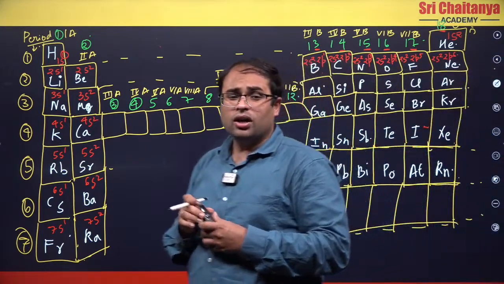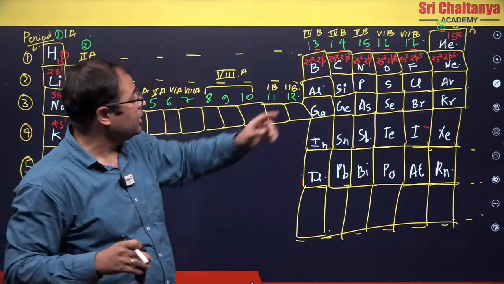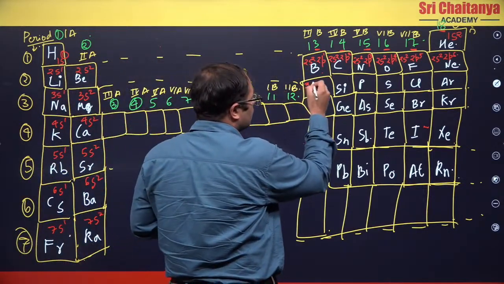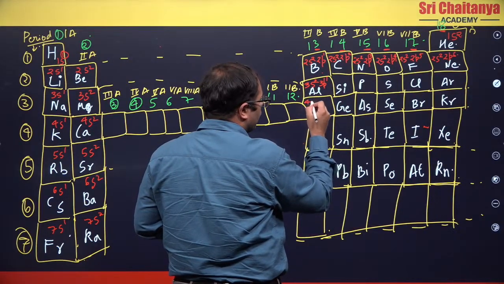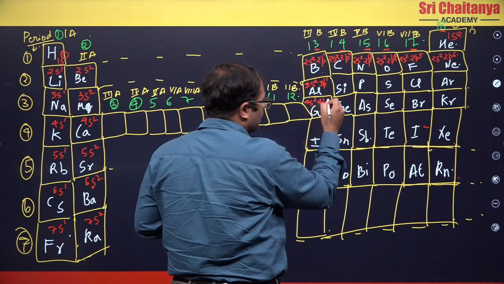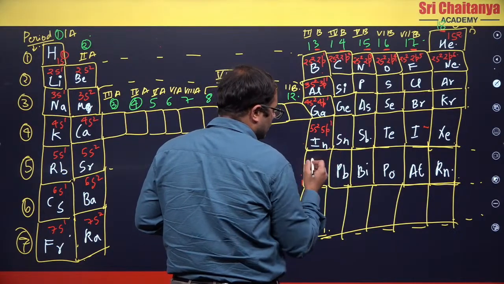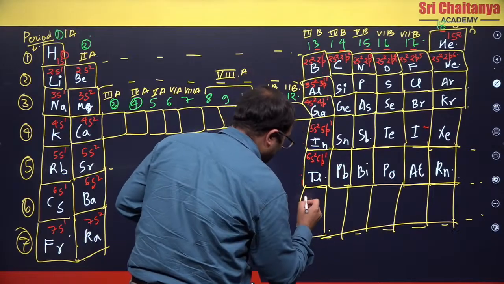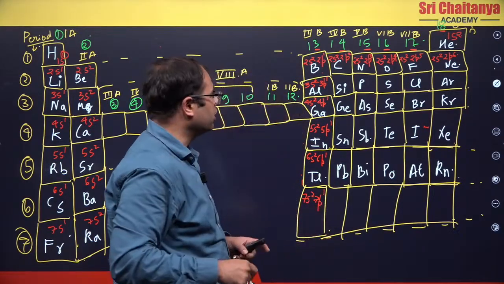Next, as homework, as you go down, what is going to happen? This 2 will keep on increasing. So this will be 3s2 3p1. This will be 4s2 4p1. This will be 5s2 5p1. This will be 6s2 6p1. And this, whatever it will be, 7s2 7p1. This we will see. I have the periodic table.